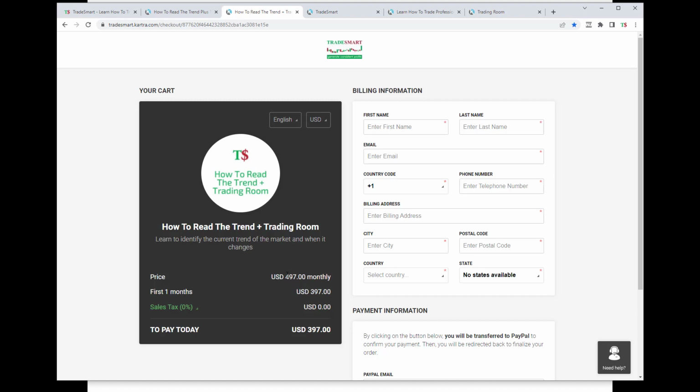You can see over here, it says $497 monthly. That's after the first month. It's a subscription that renews on a monthly basis, but you can cancel at any time. You can cancel immediately and you'll never be charged again. It's up to you. A lot of people stay in after the first month because they see the value of it. Okay, so you've got a whole month to try it. You don't have to make that decision today. You just pay $397. You get the whole month in the live trading room for free. You don't have to pay for it. Plus you get the training.